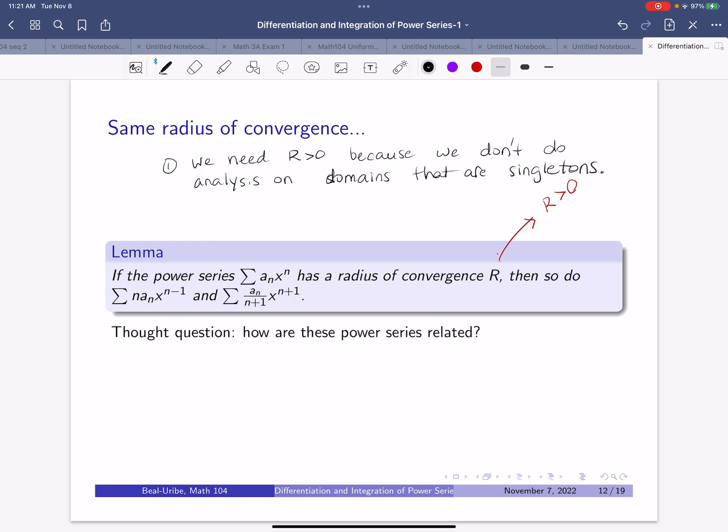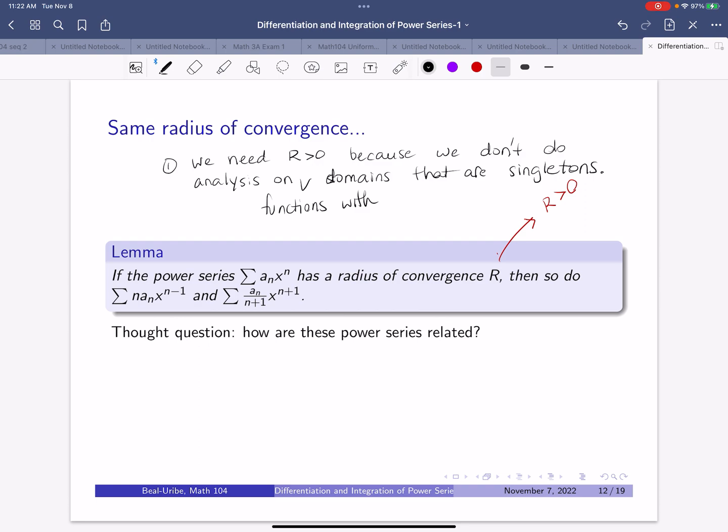Well, I've written it right here. This is an analysis course. We're doing analysis, and we don't do analysis on functions that have singletons as their domain. It defeats the purpose of analysis.